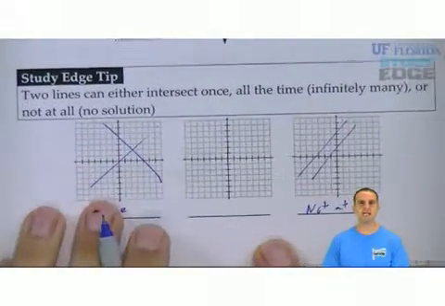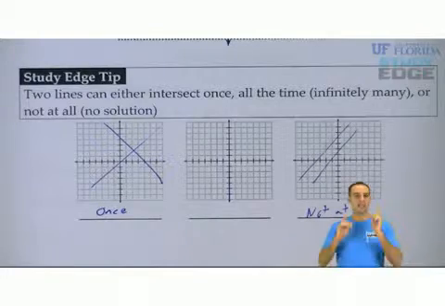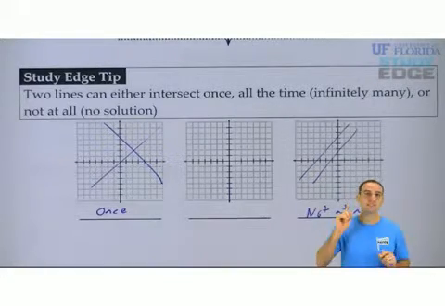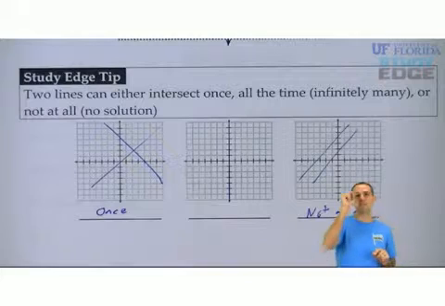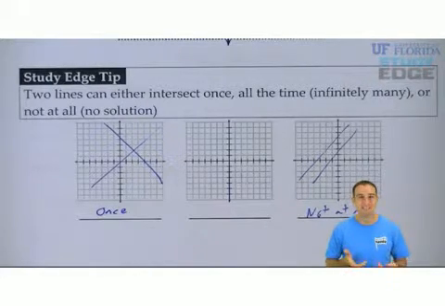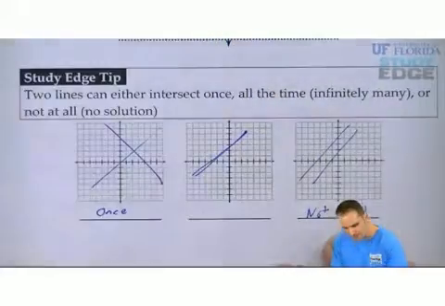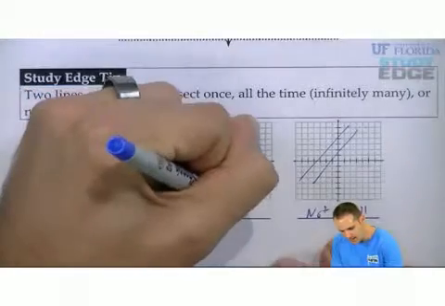How would they intersect infinitely many times? It has to be the same line. So they gave you the same equation twice. Maybe it was in a different form and you didn't see it yet, but when you graph, you find out that it's one line overlapping another line. So that would be all the time.